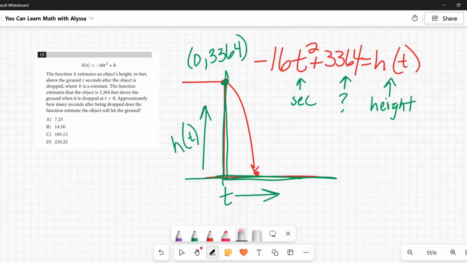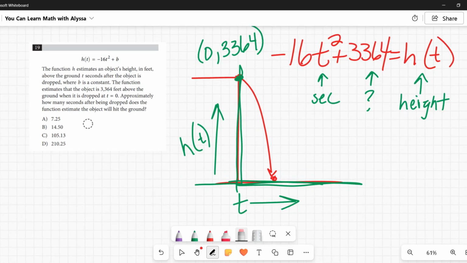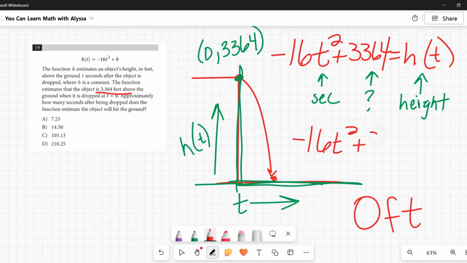All right, back to our description again. Approximately how many seconds after being dropped does the function estimate that the object will hit the ground? Well, what do we know about the height of the object when it hits the ground? When it's dropped, it's 3,364 feet above the ground. When it hits the ground, it is at 0 feet above the ground. So now I've got my b, and I know the height.